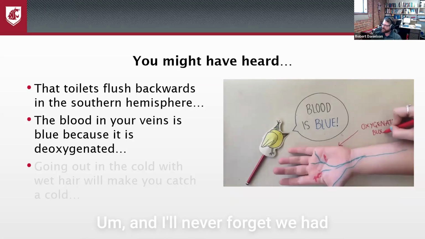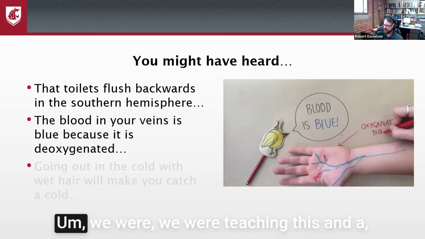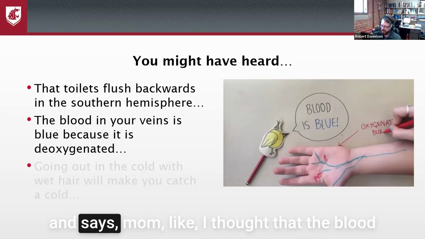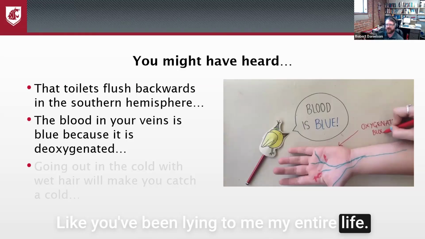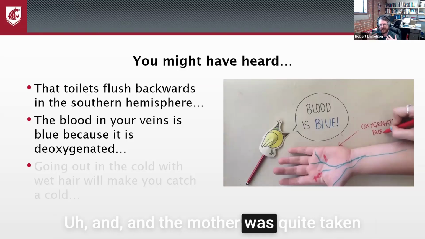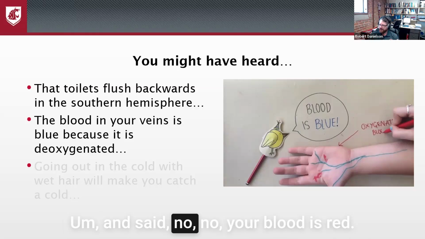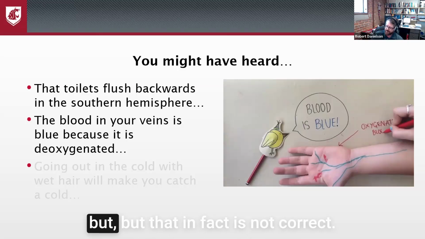And I'll never forget we had this after school program where we were teaching this, and a young boy looks at his mom and says, "Mom, I thought that the blood was blue because I could see that it's blue. You've been lying to me my entire life." And the mother was quite taken aback, like, "Well, I thought it was blue too." And said, "No, no, your blood is red. It's always red." So you might have thought this, but that in fact is not correct.